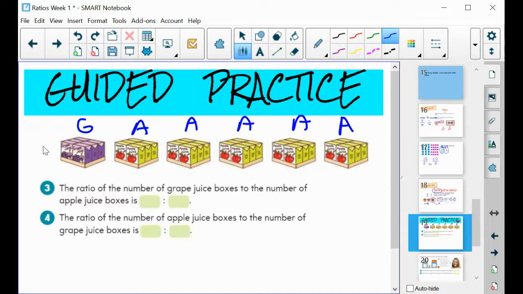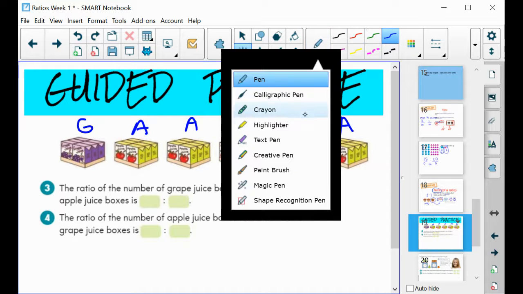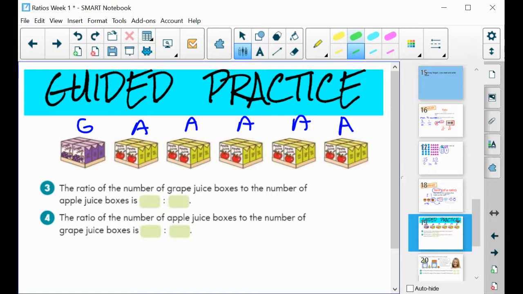Okay, so the first thing that we're going to do right here is this question: the ratio of the number of grape juice boxes to the number of apple juice boxes is blank to blank. Now, what I want you to pay extremely close attention to is this. Which term is going to come first? Okay, so let's reread this. The ratio of the number of, ooh, I see it right here. Do you see it?